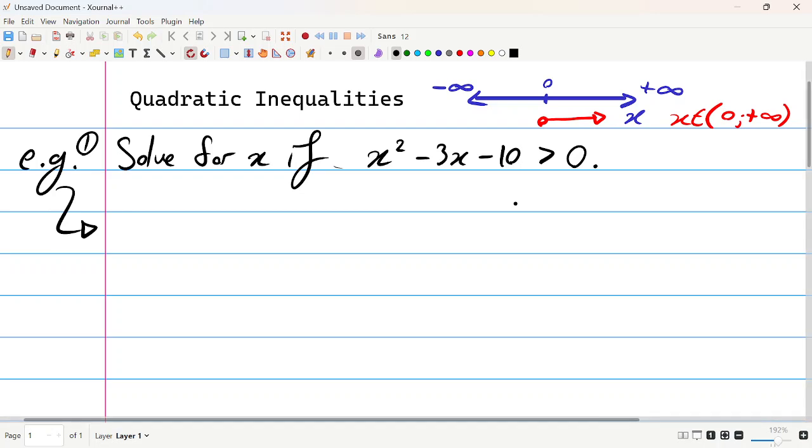Well, we only know how to solve linear inequalities, so why not just factorize it into two linear equations? If we factorize this, notice what we get. We're going to get x and x, which gives us x squared, and then what gives us 10? 2 and 5, and 1 and 10. But what gives us 3 out of those two combinations? Clearly 2 and 5. If we say 5 minus 2, we'll get 3.